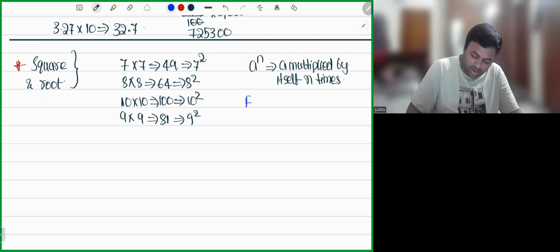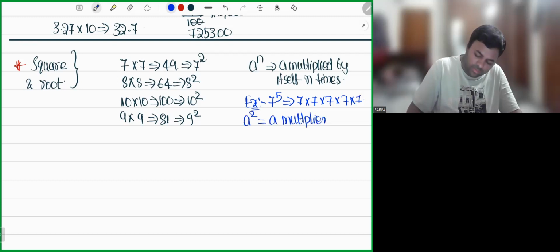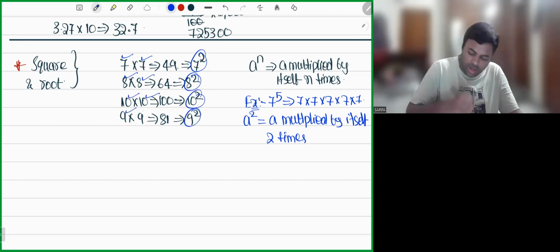Like say for example, you are having 7 power 5. 7 multiplied by itself 5 times. 1, 2, 3, 4, 5. Now what do you mean by a square then? A multiplied by itself two times. Okay, that's the reason. 7 square, 7 into 7. 8 square, 8 into 8. 10 square, 10 into 10. 9 square, 9 into 9.